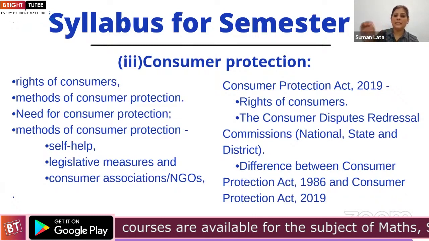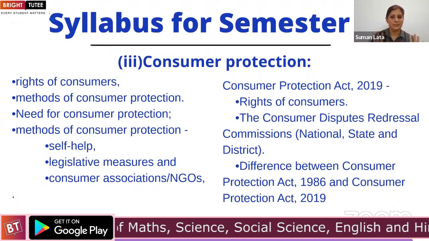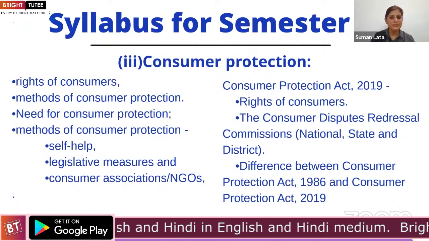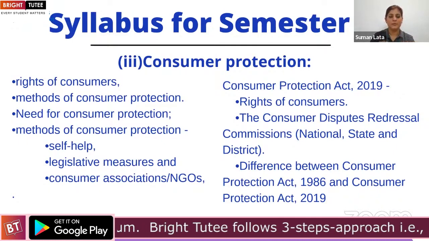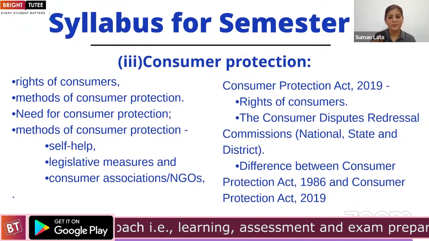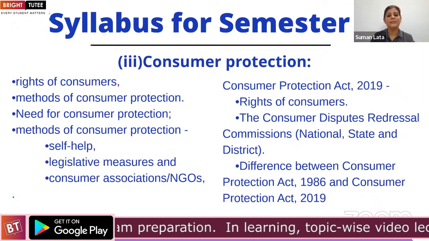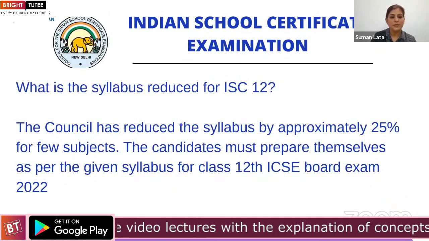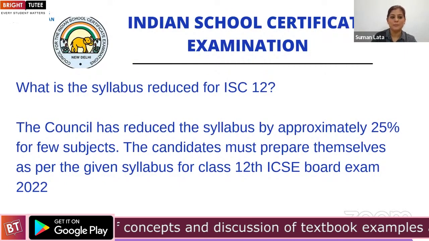Only 2019 we will study, and the 1986 and 2019 comparison is there. Consumer rights, consumer responsibilities, the 3-tier system, everything we will read, write, and prepare notes according to 2019. And the requirement of 1986 is only at the time of comparison. Clear? So topics complete.